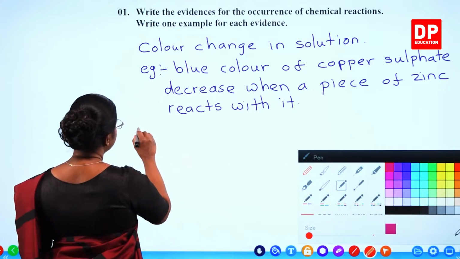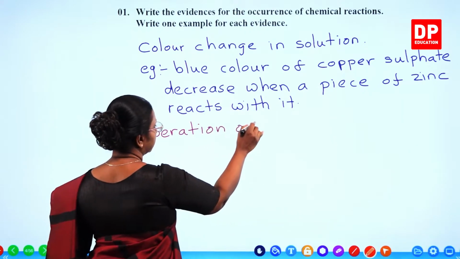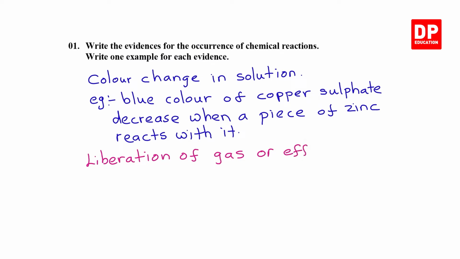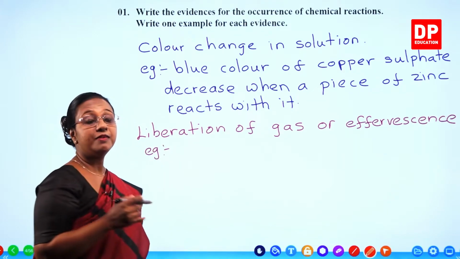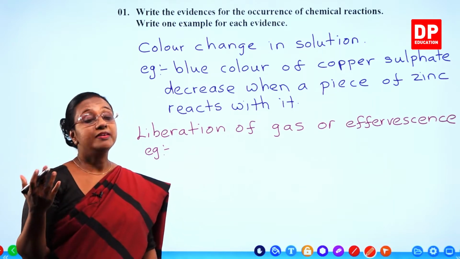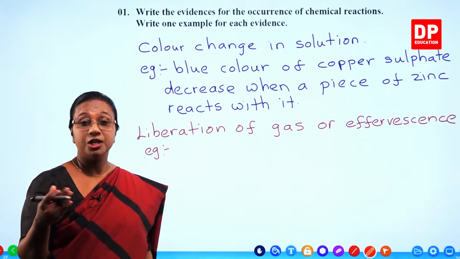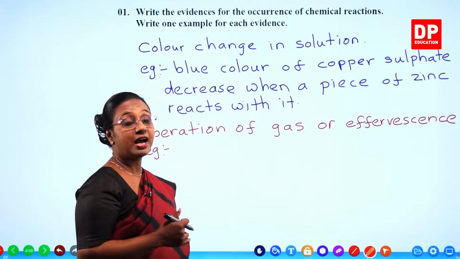We can say liberation of gas, gas effervescence. So you can remember that. What is an example for that? Example, when you put a piece of magnesium or even aluminium, even zinc into a dilute acid solution, you see the liberation of hydrogen gas or effervescence of hydrogen gas.